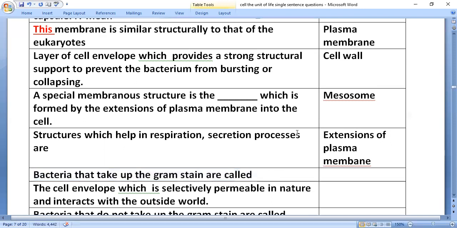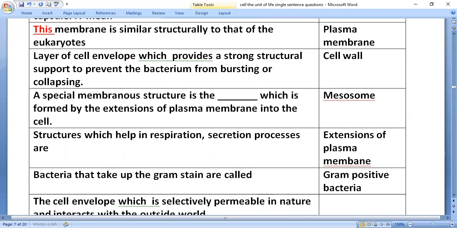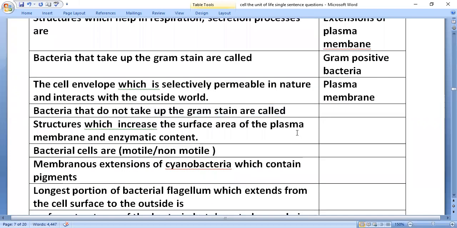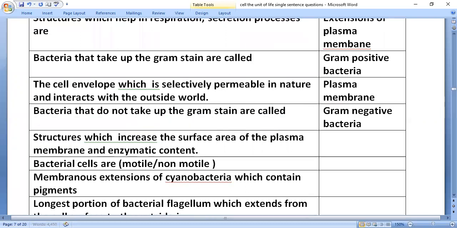Bacteria that take up the gram stain are called gram positive bacteria. The cell envelope, which is selectively permeable in nature and interacts with the outside world, is the plasma membrane. Bacteria that do not take up the gram stain are called gram negative bacteria. Structures which increase the surface of the plasma membrane and enzymatic content are extensions of the plasma membrane.